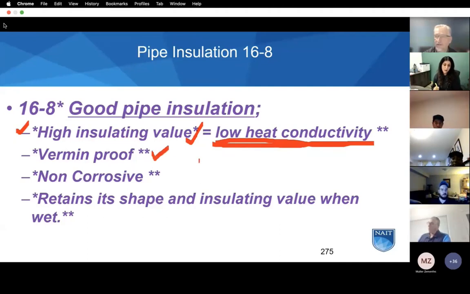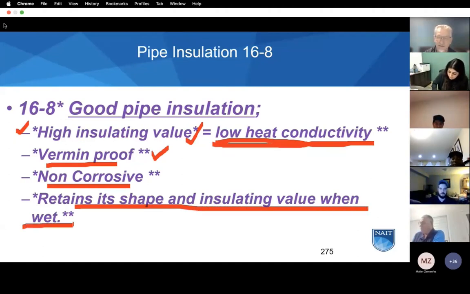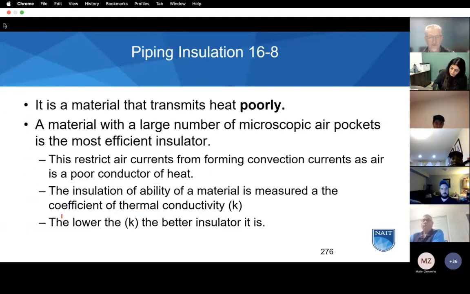Vermin proof. Animals will and can and often do nest and eat this stuff. So better insulation will be vermin proof, non-corrosive, retains shape and insulating value when wet. Most of this piping is outside. So even though we clad it and seal it up, we want to make sure it's something that works when it's wet.